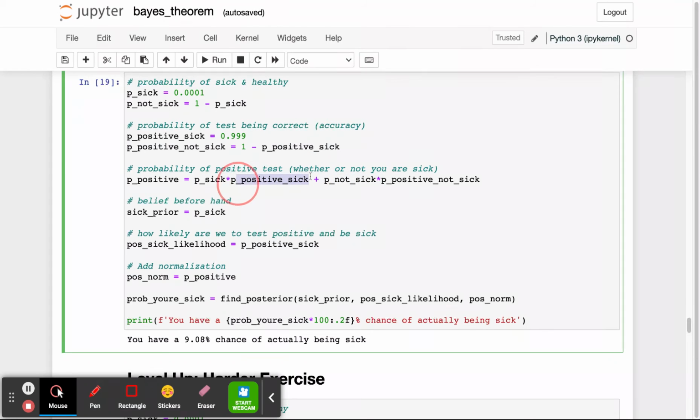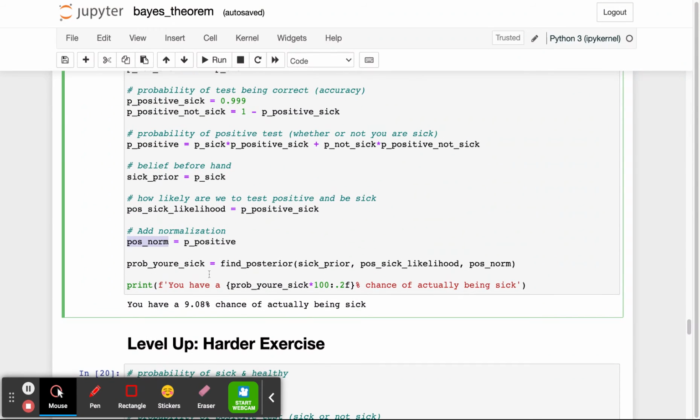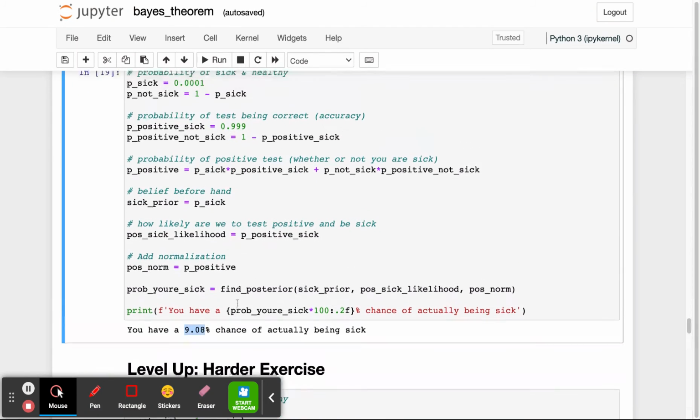going to be the probability of testing positive given that you're sick, times the probability of sick, and the probability of testing positive given that you're not sick, times the probability of not having the disease. And so we set up our sick prior, our positive sick likelihood, and our positive normalization. And so the probability that you are sick, we put those into our function and we get a 9.8% chance that we are actually sick.